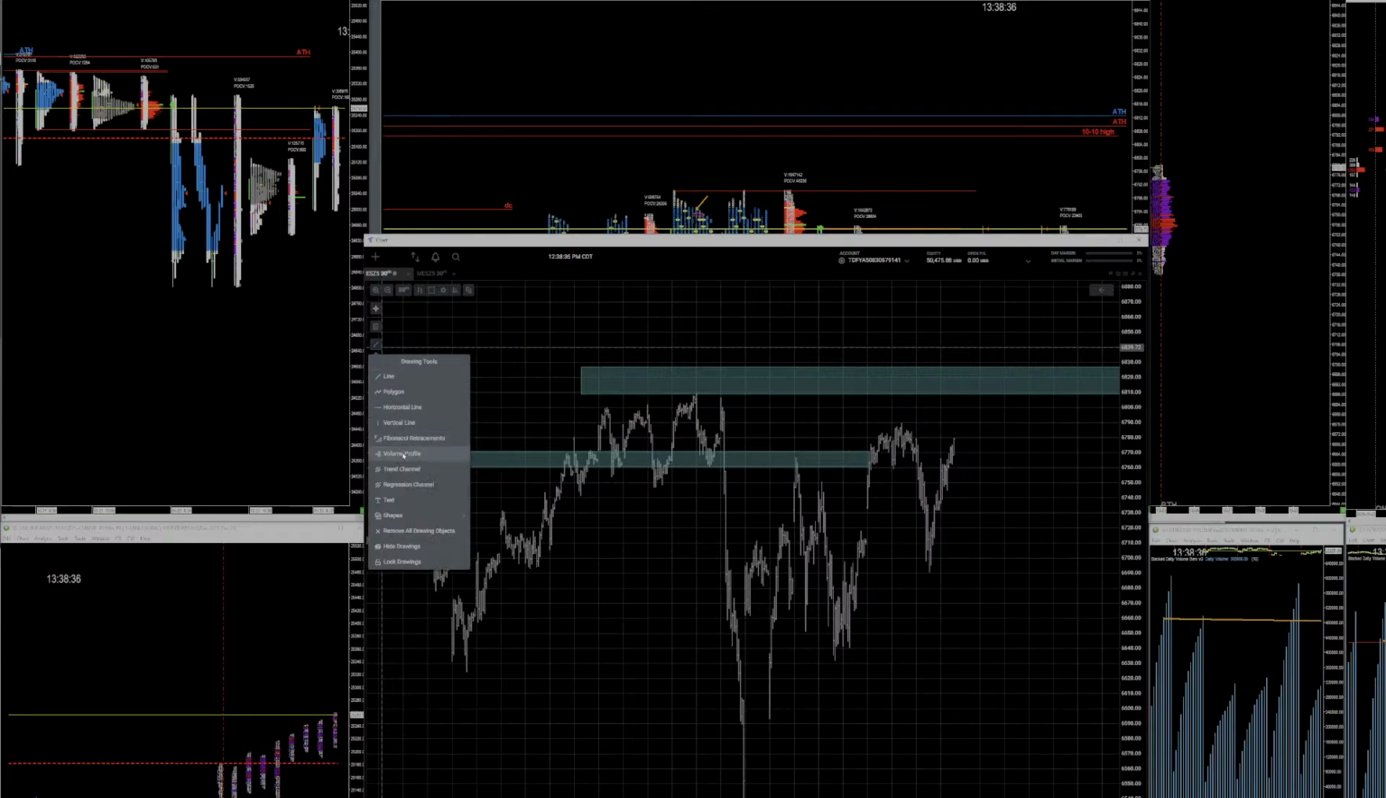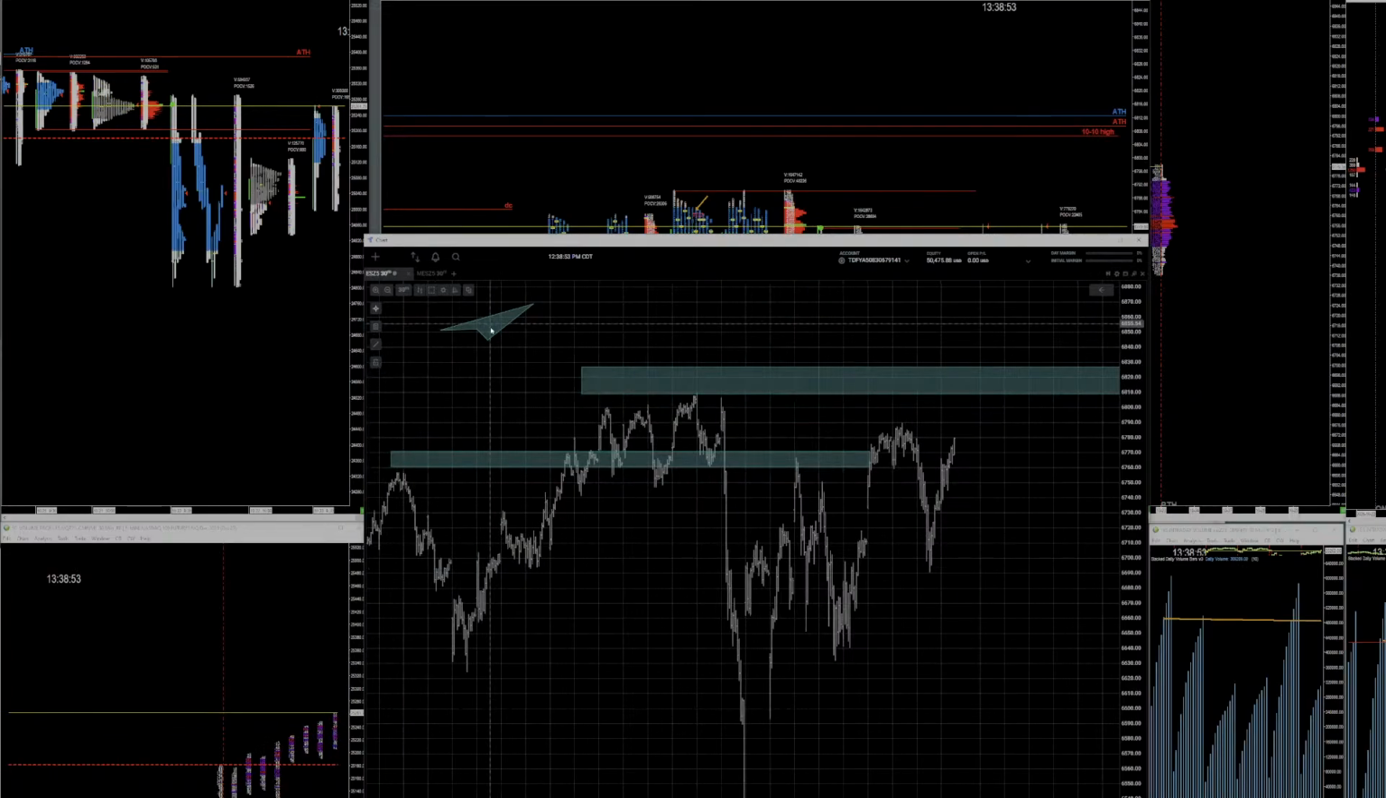Do you have an arrow here? Remove all high draws, low draws, vertical line. No. No, I don't want that. The heck? Oh, what? It looks good.